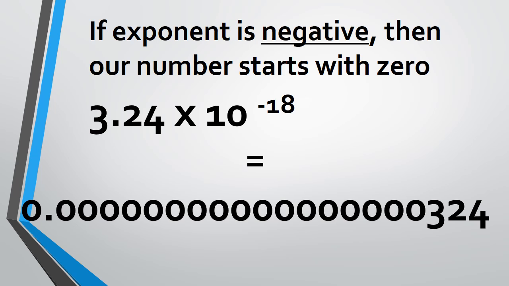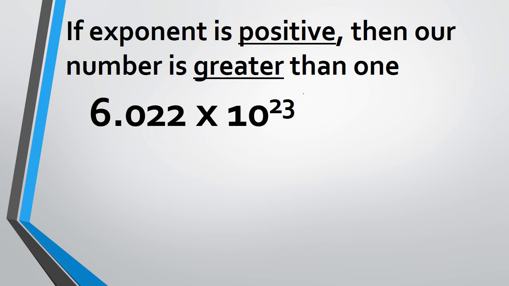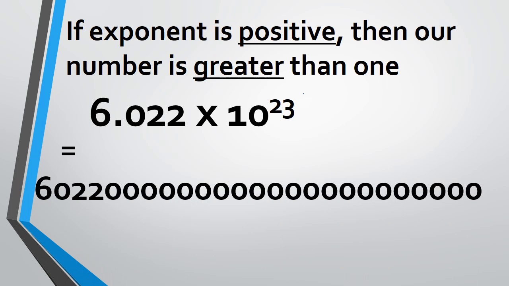And so because of that, our number actually is a very, very small number. So negative exponent just means that your number is very tiny. It doesn't mean the number itself is negative. If the exponent is positive, then the number is going to be greater than 1. So for example, this number over here is going to be very huge, right? Because it's greater than 1 because it's a positive exponent.